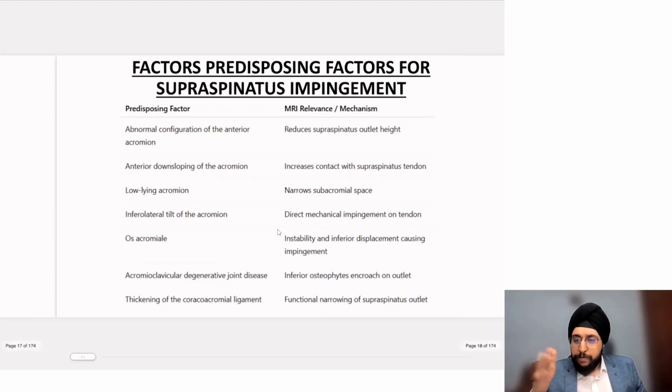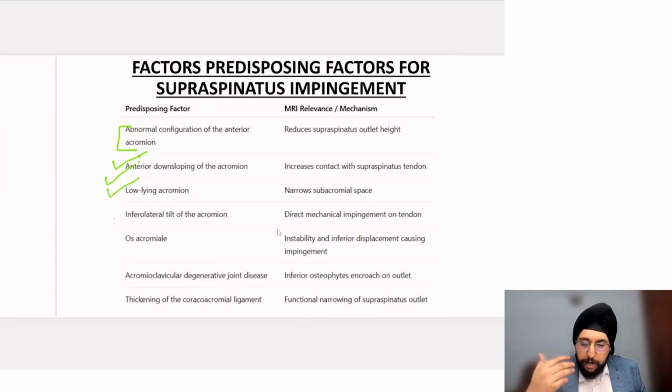Okay. So we can have certain changes in the acromial morphology, like we can have abnormal configuration. Instead of flat slope, we can have downsloping of the acromion. We can have a low-lying acromion. The tilt of the acromion can be inferolateral. We can have an accessory ossicle, which is not fused with acromion. We call it os acromiale. We can have acromioclavicular joint disease, okay, degenerative, or we can have thickening of the coracoacromial ligament itself.